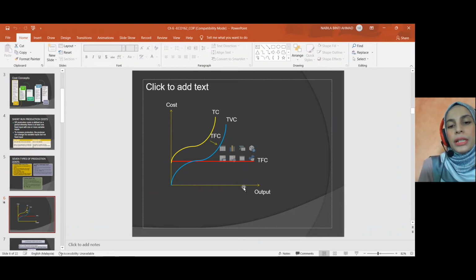Semakin banyak production, semakin banyaklah total variable cost. Total cost pula dia akan start dekat total fixed cost di sini. Dia tidak start daripada 0 lah, sebab total cost ni adalah apa? Combination of total fixed cost plus total variable cost. Ingat, apabila kuantiti kosong, value of total cost sama dengan total fixed cost. So dia start dekat sini and dia juga increasing lah, as output increases.